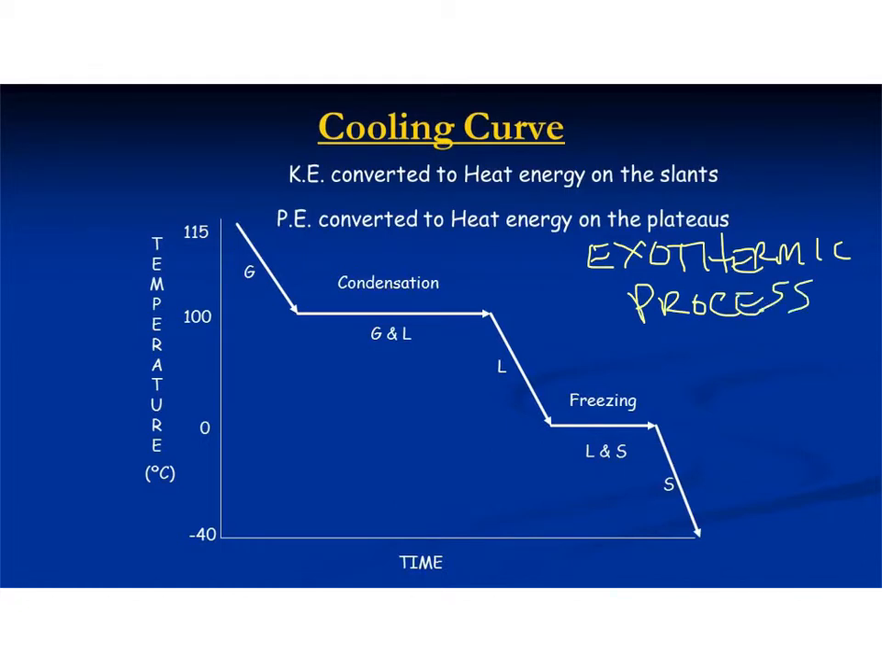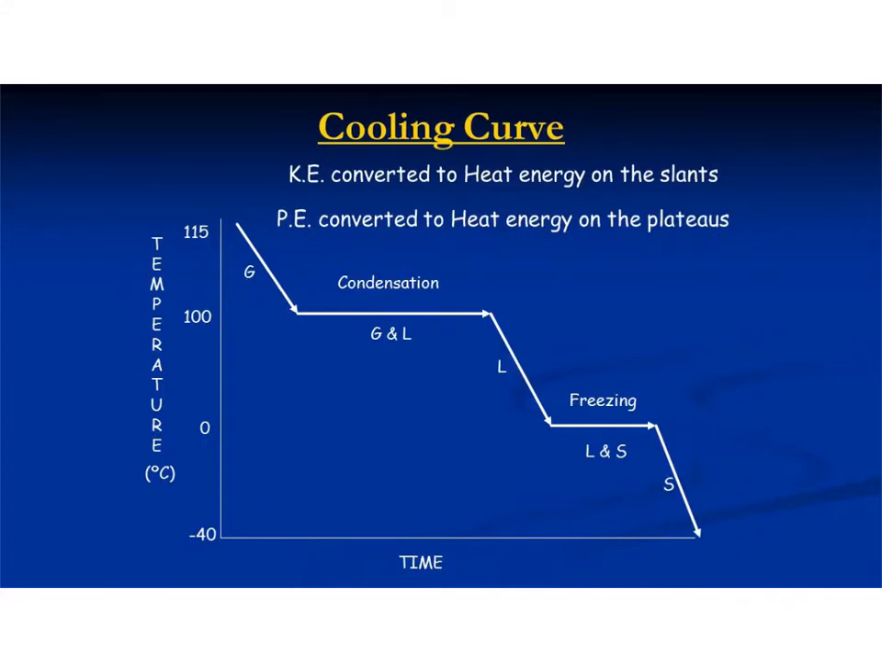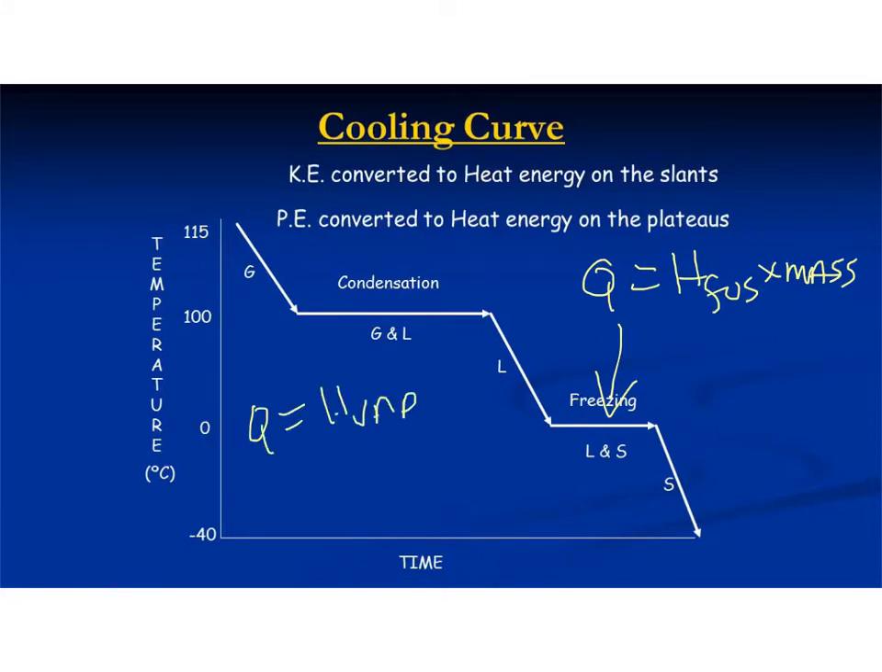You calculate the heats the same way. So in this one and this one, where there's one phase, we use Q equals MC delta T, right? That's that process. And in the other area, we use this equation here, which is Q equals heat of fusion times the mass, and that's for here, and then Q equals heat of vaporization times the mass here.